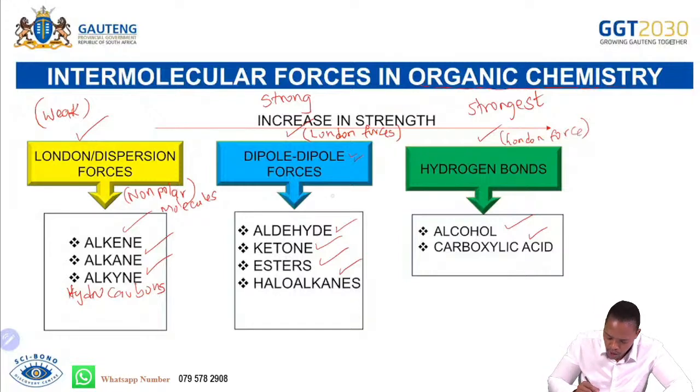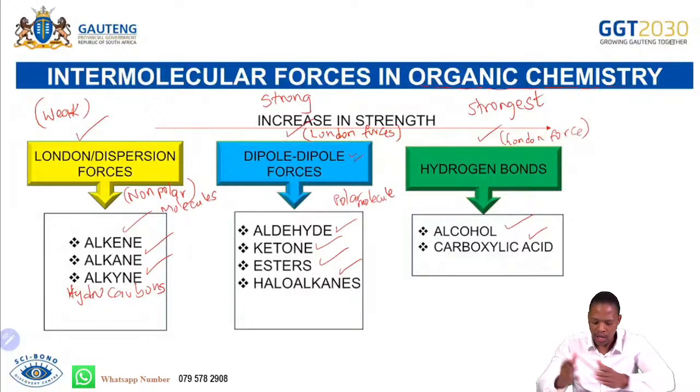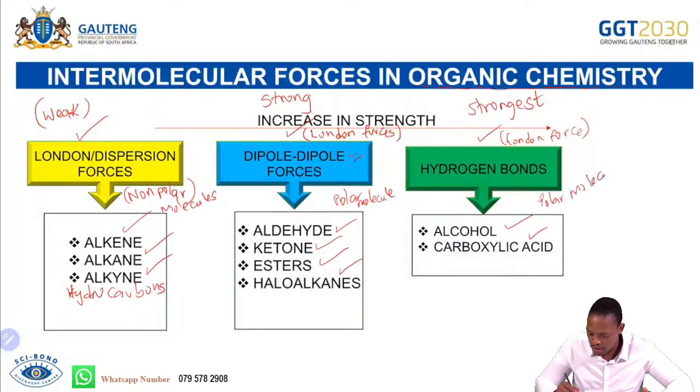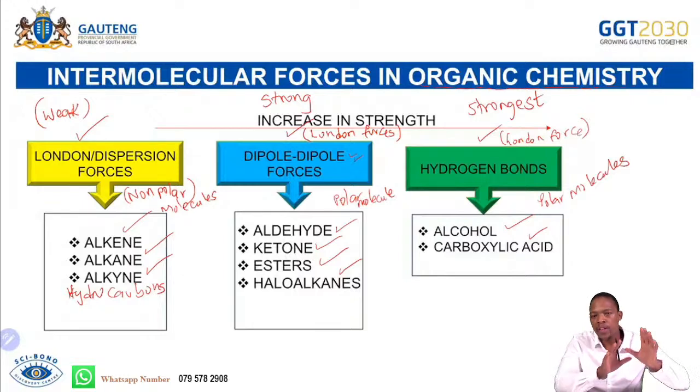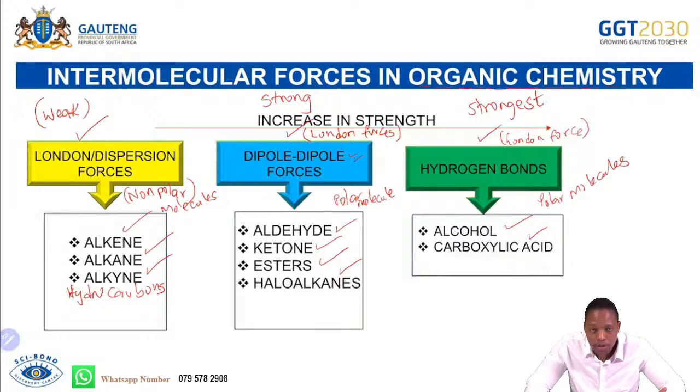Okay, and then we are going to say these ones are polar molecules. These are polar molecules. And these ones, since these are just a special type of these ones, are also polar molecules. So let's just know that these are polar molecules, these are polar molecules, these are non-polar molecules. Okay, so what do we do with these intermolecular forces then?